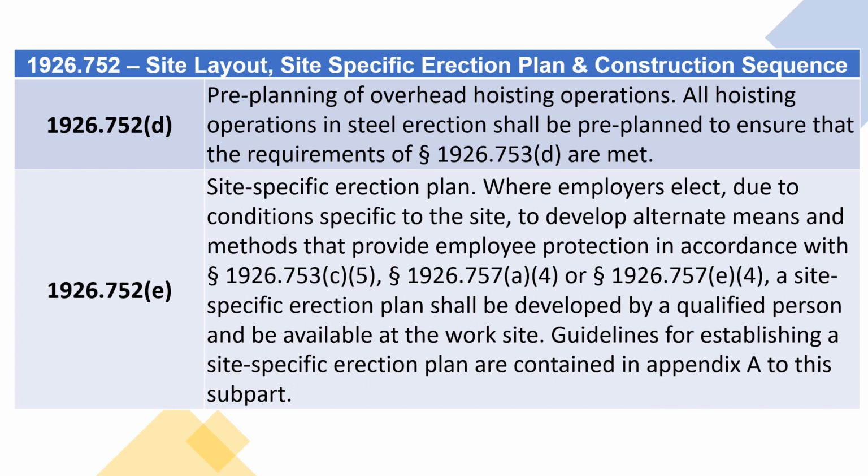1926.752(e) Site-specific erection plan. Where employers elect, due to conditions specific to the site, to develop alternate means and methods that provide employee protection in accordance with Section 1926.753(c)(5), Section 1926.757(e)(4), or Section 1926.757(e)(4), a site-specific erection plan shall be developed by a qualified person and be available at the work site. Guidelines for establishing a site-specific erection plan are contained in Appendix A to this subpart.